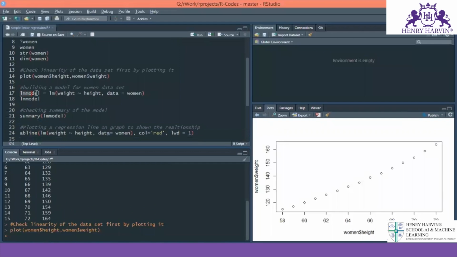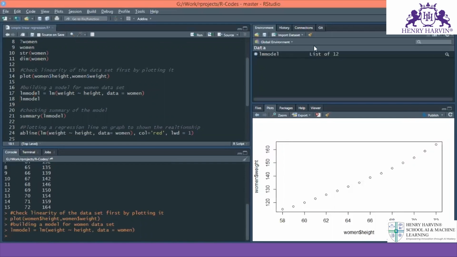So I'm taking a variable lm model and I'm giving the function lm, within which I have given weight, that is my dependent variable. So I am taking my dependent variable in relation to the independent variable. So in simple linear relationship, there is only one independent variable. Then I am giving the name of the data. So it is the women data set. So I have mentioned the name of the data set here. Let's execute this model. You can see in the environment also, my variable has been saved with the name lm model.